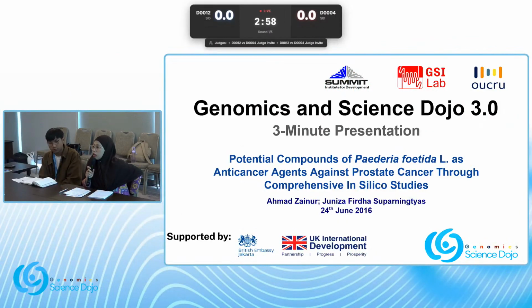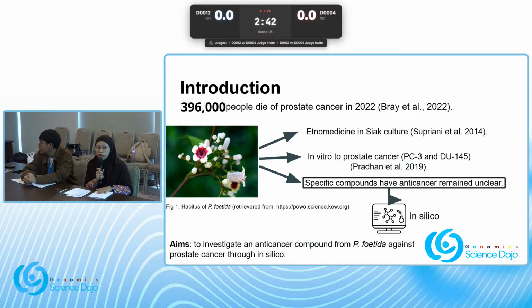Okay, thank you for the time. My name is Juniza and my partner is Zainur. We want to present the potential compounds of Pediria foetida as anti-cancer agents against prostate cancer through comprehensive in silico studies. Pediria foetida, maybe you have always heard as kentutan leaves. Almost 400,000 people died because of prostate cancer in 2022, and as you see in the picture, there is kentutan leaves that are usually used as ethnomedicine in Saya culture.